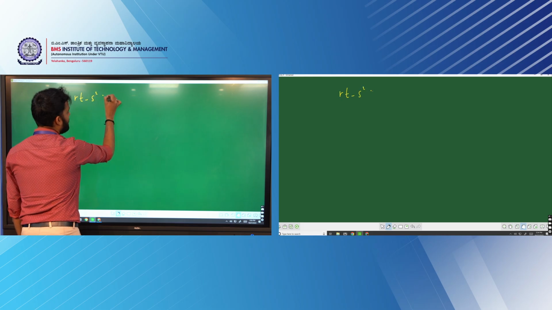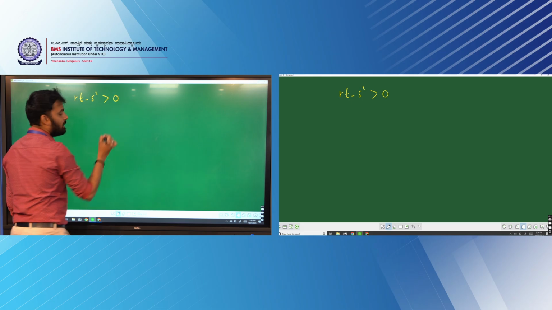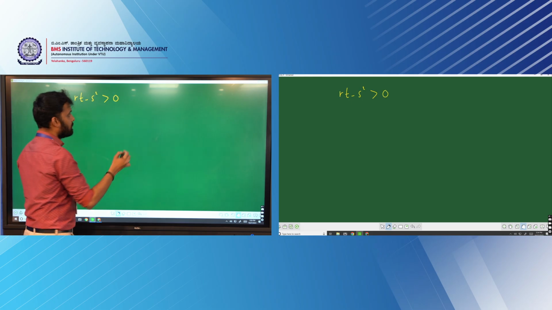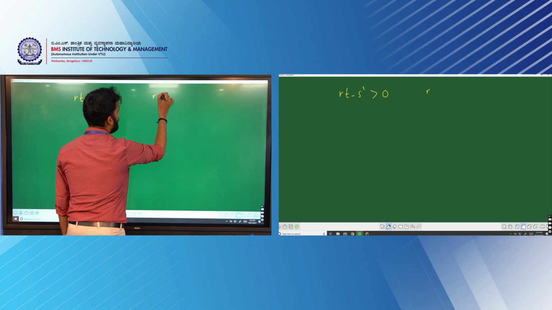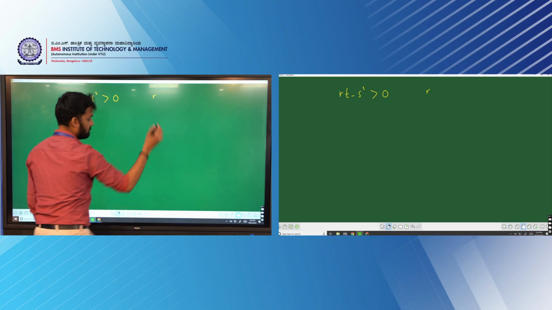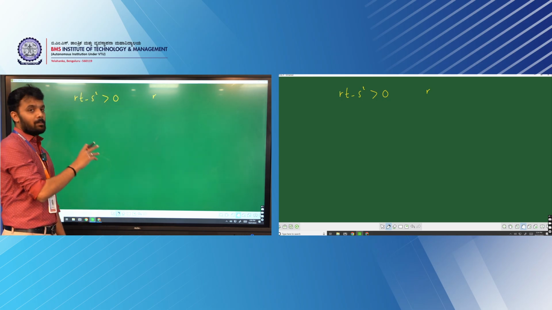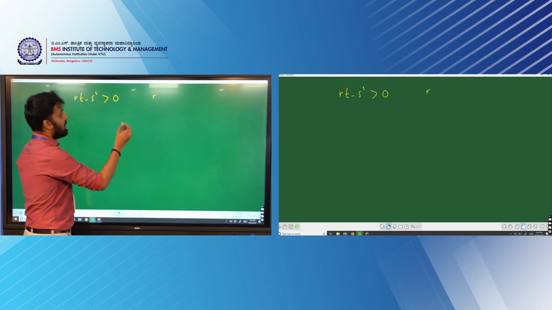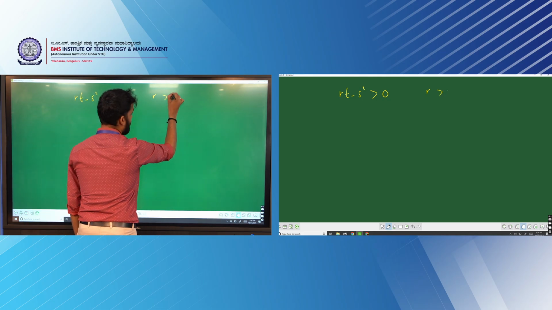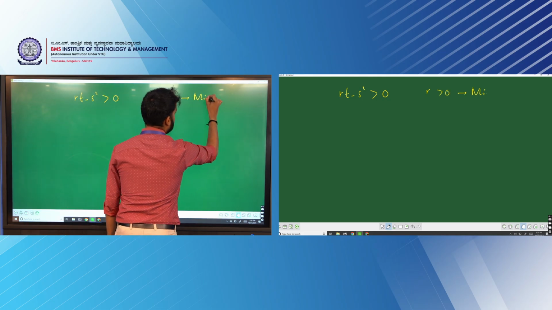If rt minus s square is greater than 0, then we have two possibilities. One possibility is when r is also greater than 0. If rt minus s square is greater than 0 and r is also greater than 0, then we say that the point is a point of minimum.